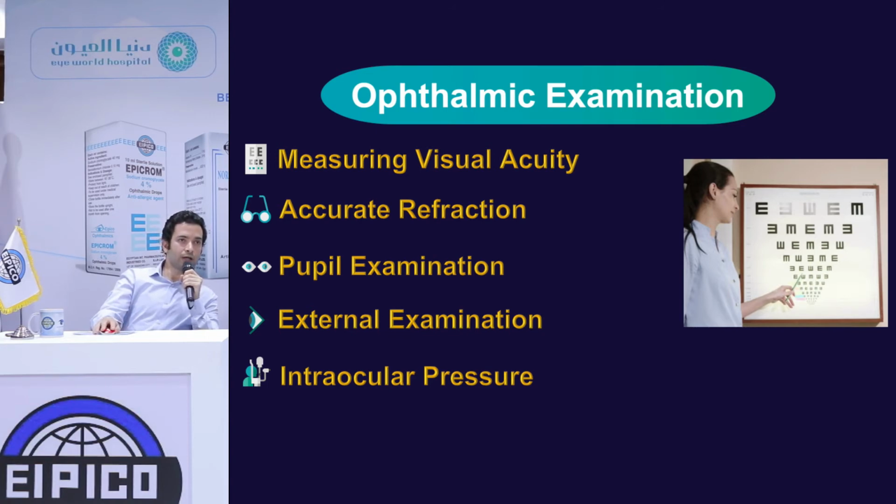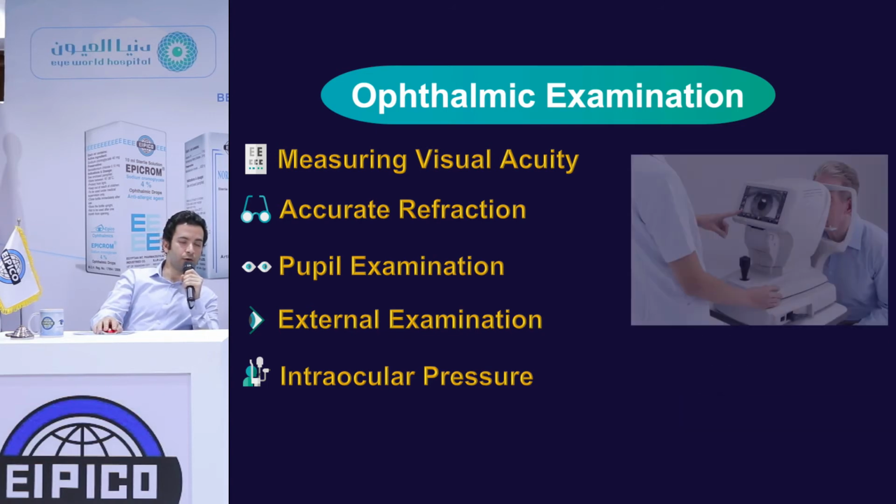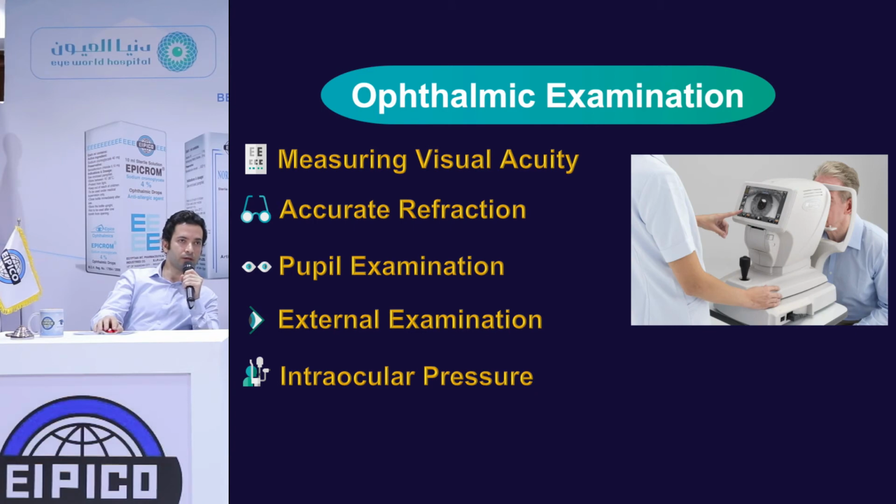Then we should do an accurate refraction. We should know the patient's refraction, because sometimes some cataracts can produce a change in refraction, like the myopic shift that occurs in nuclear cataract. Also, patients with high myopia and high hyperopia will have a certain risk in the surgery.